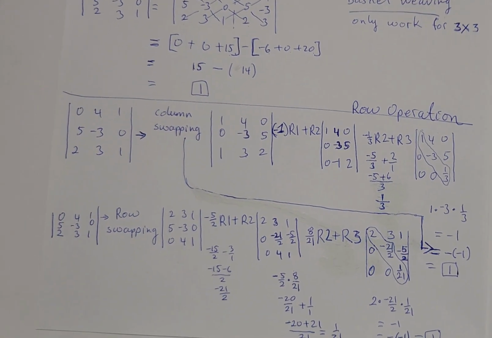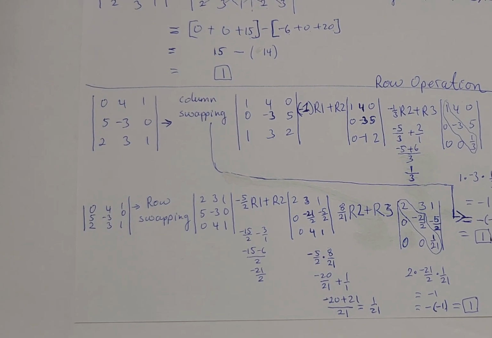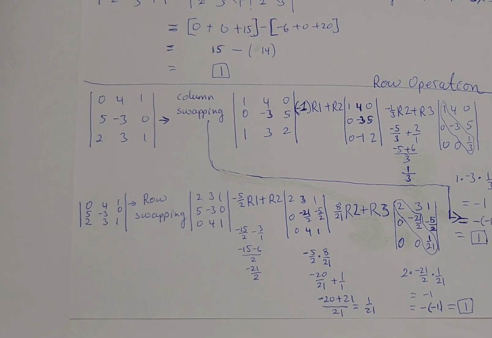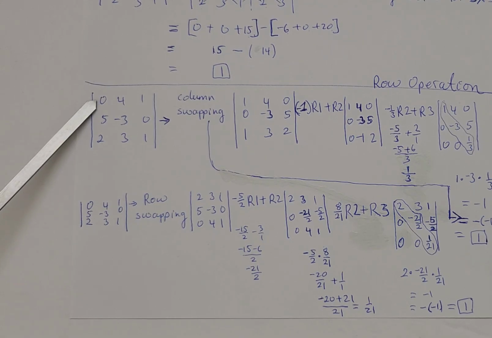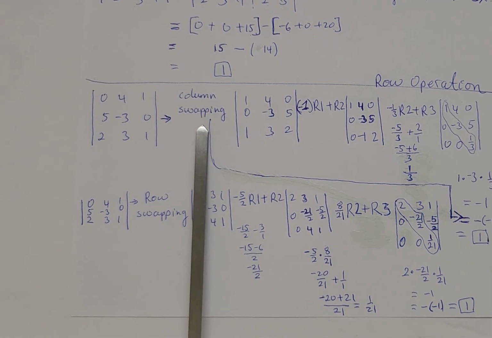We will do row operations. It's not easier, but it's just the best method. Okay? Now, with row operation, we have a little problem here. This is a 0. We cannot have a 0 here. You can have any number you want, but that cannot be a 0. So what we're going to do is column swapping.